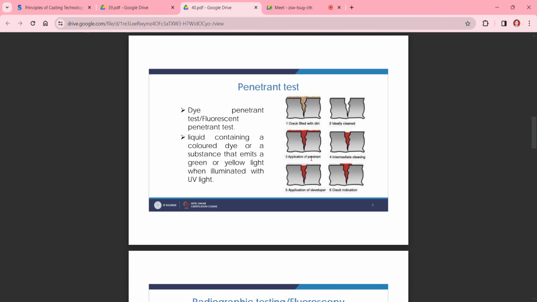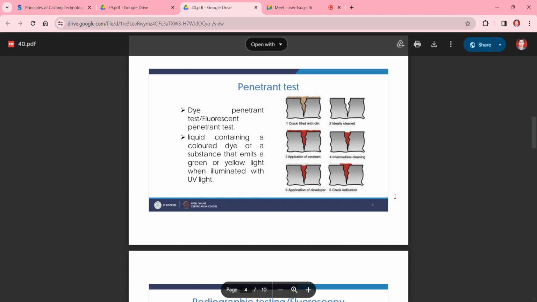So what we are doing, we are putting our sample in the fluid. You can do it both ways. If your sample size is too small, then you can put your whole sample inside that fluid, which contains dye in the form of color. Or if the sample size is bigger, then you can spill it on the surface of that casting.